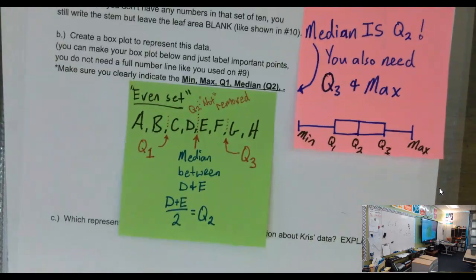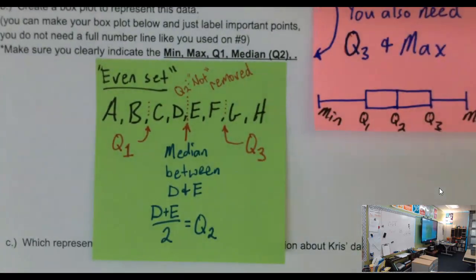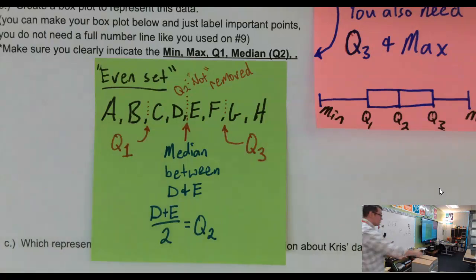With an even set, I'm just going to put this up here and then talk, but I want to make sure that it's focused in. With an even set, none of your numbers get removed. So your median, your quartile 2, we find it between D and E. It wasn't in our set. It does not get removed. We just find it and we write it down. Quartile 1, again, will be between two other numbers. Quartile 3, again, between two other numbers. Any questions remaining on this stuff?